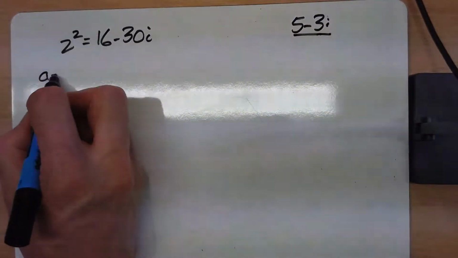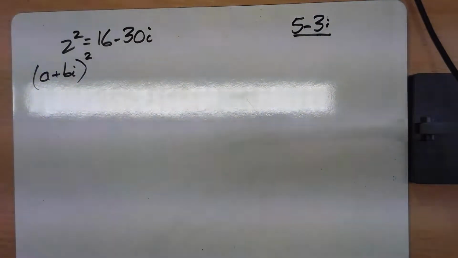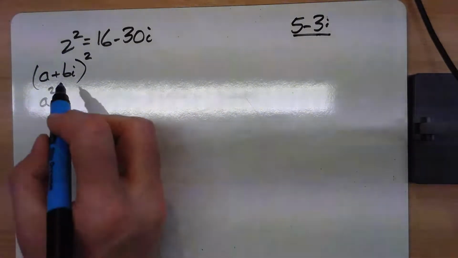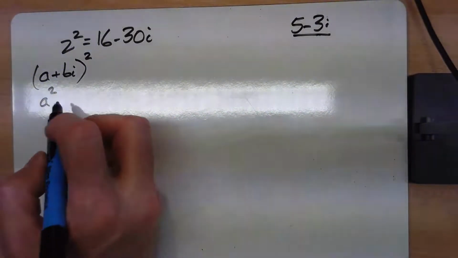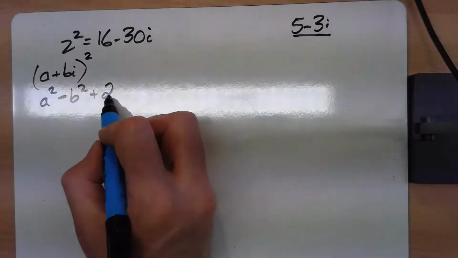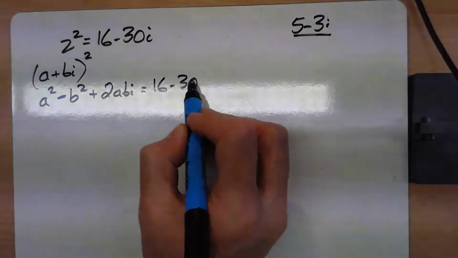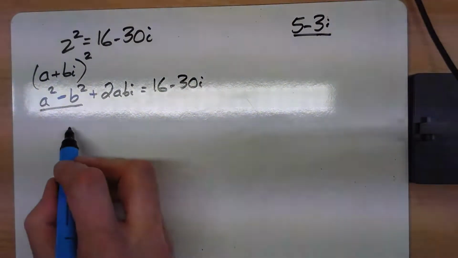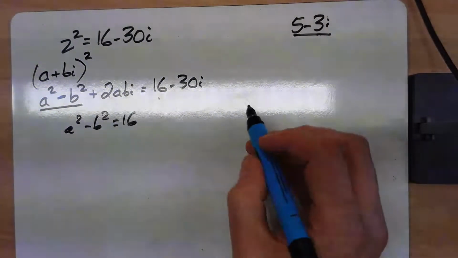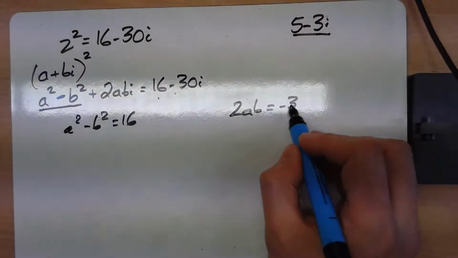The method we're supposed to use is we're supposed to replace the z with an a plus bi, and we're going to square that. Squaring that needs some care. We get a squared and we get b squared i squared, so minus b squared. Middle term's fine though, minus 2bi. And the real part of this is just a squared minus b squared, and that has to equal 16. And the imaginary part of this is 2ab, and that's got to equal minus 30.